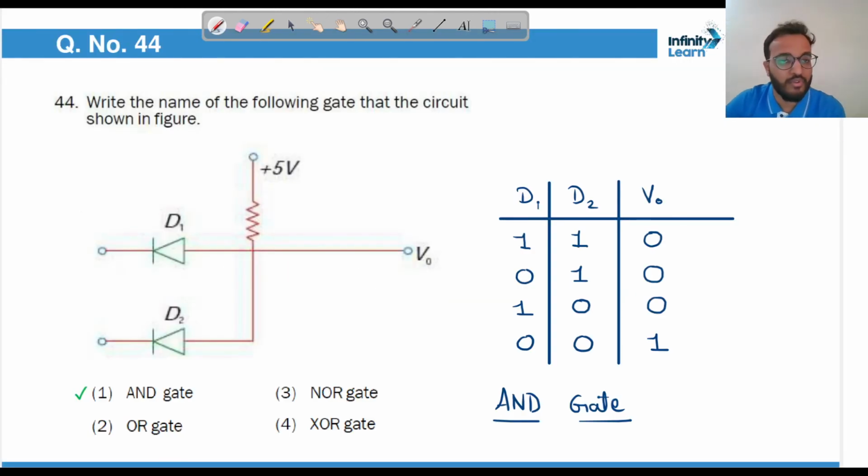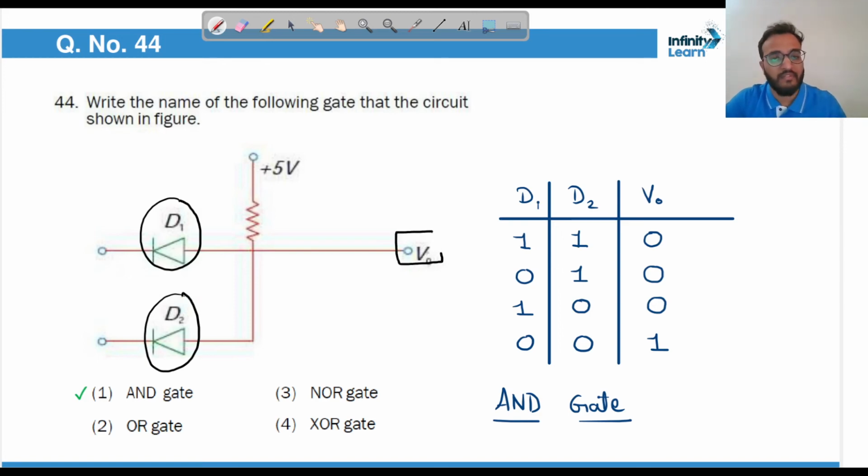Question number 44. Here these are our inputs, whether it is forward biased or backward biased. The output is the value of V naught, whether it is V naught or 0. So this is plus 5 volts. Now tell me, if any one of them is forward biased, there will be current here and that current will flow. If the current flows, then all the potential will drop in this resistance itself. So V naught will become 0.